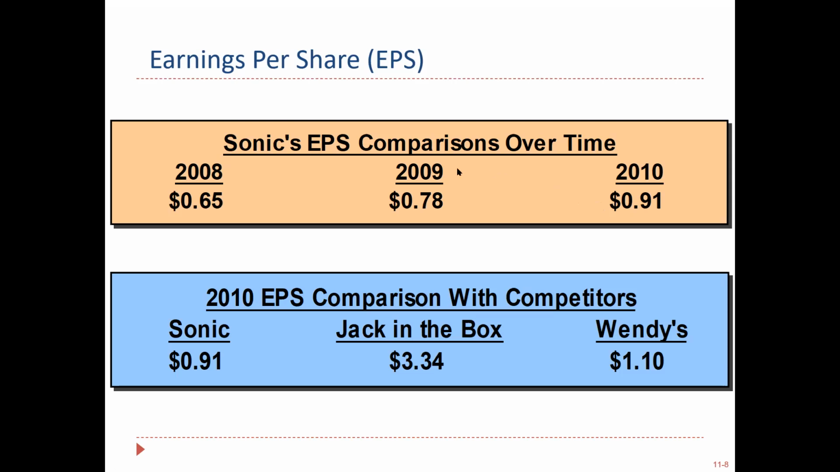So Sonics is in the fast food business, right? The good food available quickly business, okay? So what they're saying is, well, let's look at this 91 cents a share and see how Sonics compares to some of the big boys. Well, Sonic is nowhere near Jack in the Box. Look at Jack in the Box. They earned $3.34 per share. And Wendy's is close to Sonic, $1.10. Earnings per share. Net income divided by the outstanding shares.